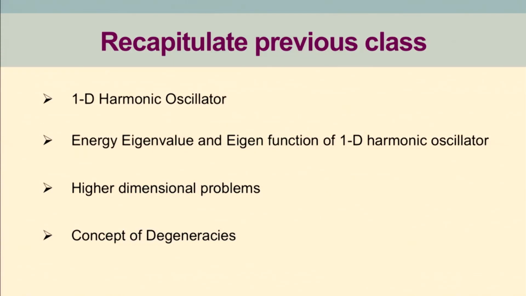So let us first recapitulate a couple of concepts that we learnt in the previous class. What we learned in the previous class is how we can solve a one-dimensional harmonic oscillator problem. We have not really solved this problem analytically, but I showed what the different wave functions and the energy eigenvalues for this problem look like.